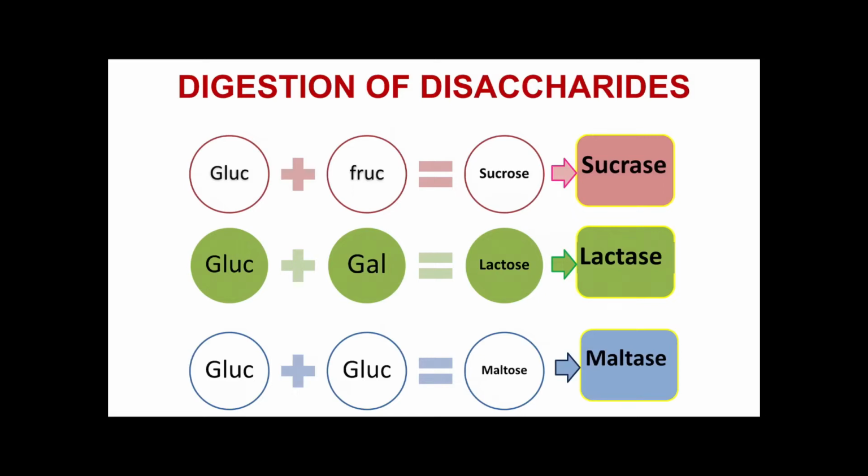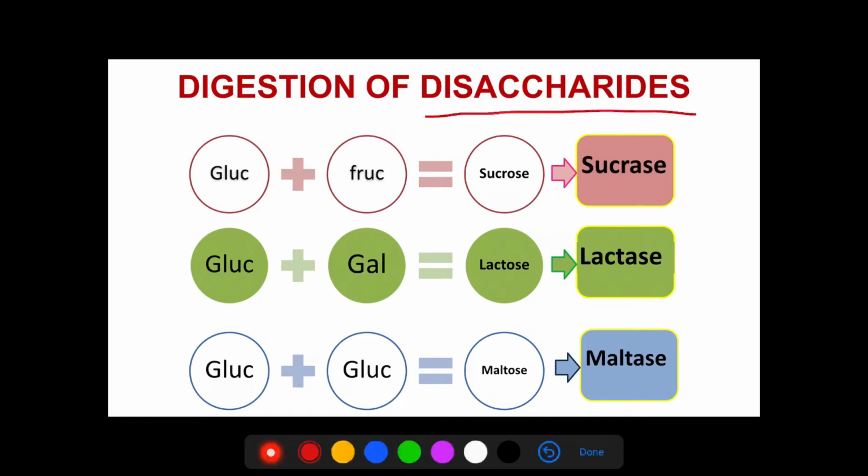For the digestion of disaccharides, we have enzymes which are produced in the walls of the small intestine. For sucrose, we have the enzyme sucrase. For lactose, we have the enzyme lactase, which will degrade lactose into glucose and galactose. And for maltose, we have maltase, which will degrade the maltose molecule into 2 glucose molecules.